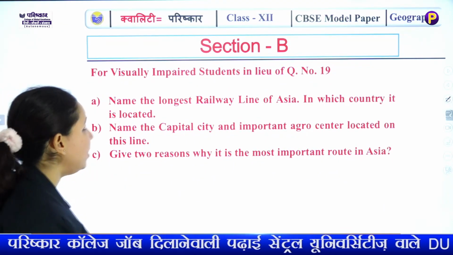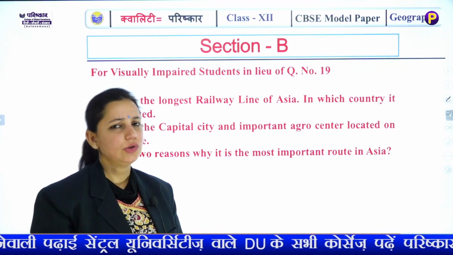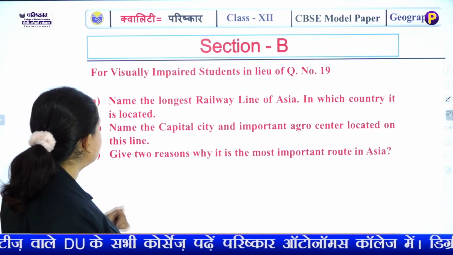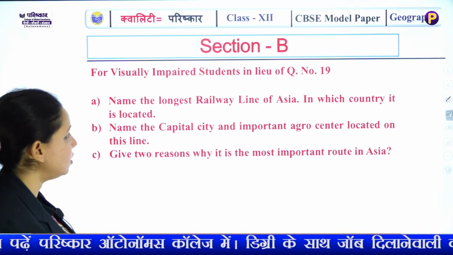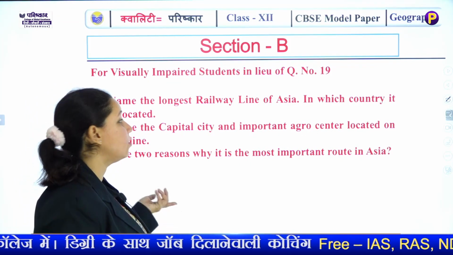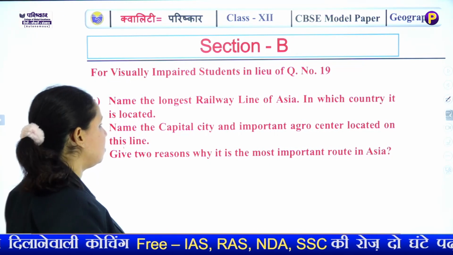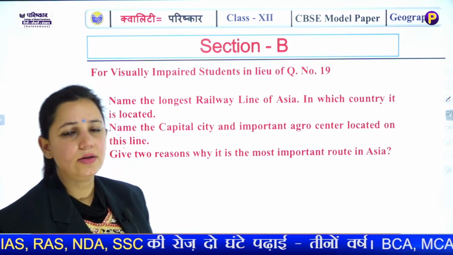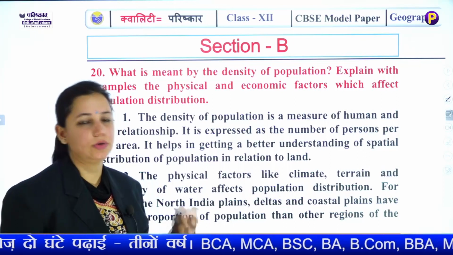Now for visually impaired students, the answer will be the same, but there is a modification in the questions. I can read the questions for them. First question will be: name the longest railway line of Asia, and in which country it is located. Name the capital city and important agro center on this line. Give 2 reasons why it is the most important route in Asia. The answers will be the same, only there is a bit of modification in the question. Now moving on to the next question.